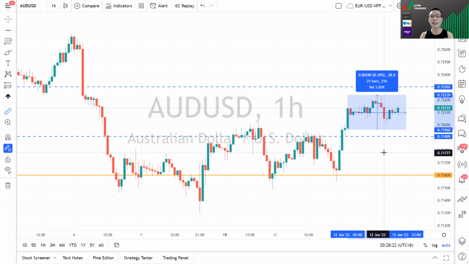Now suppose US CPI turns out to be at a 41-year high level. Hence, we are seeing the US dollar weakening, and the Aussie dollar strengthens upwards. Then our buy stop order will be triggered, and we still have our sell stop order there, right?